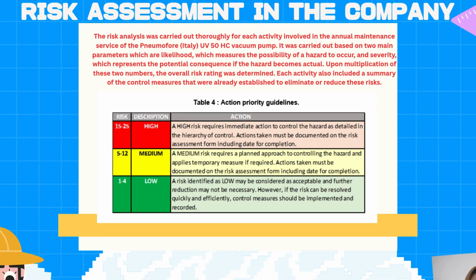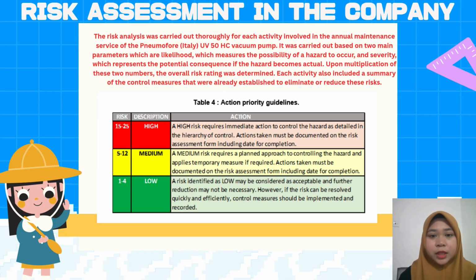Next is risk assessment in the company. The risk analysis was carried out thoroughly for each activity involved in the annual maintenance service of the Nuovo Italy UV50 HV vacuum pump. It was carried out based on two main parameters: likelihood, which measures the possibility of a hazard occurring, and severity, which represents the potential consequence if the hazard becomes actual. Each activity also included a summary of the control measures already established to eliminate or reduce this risk.